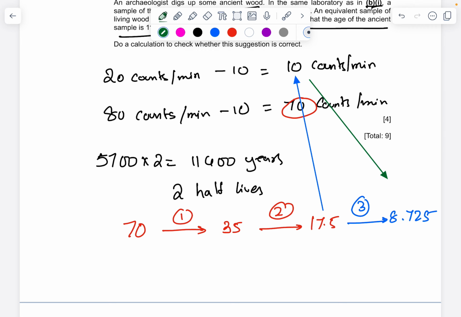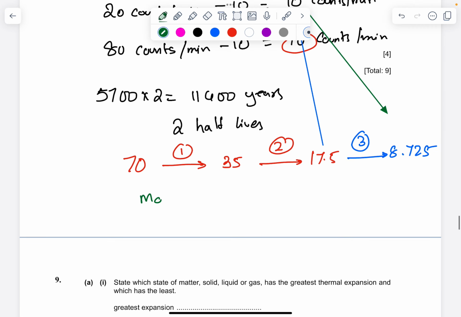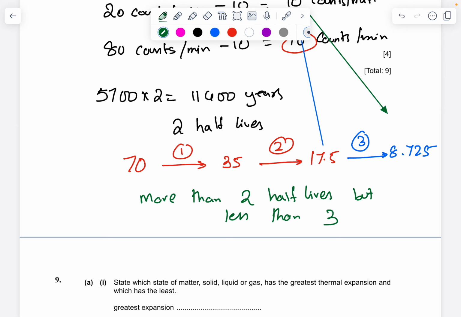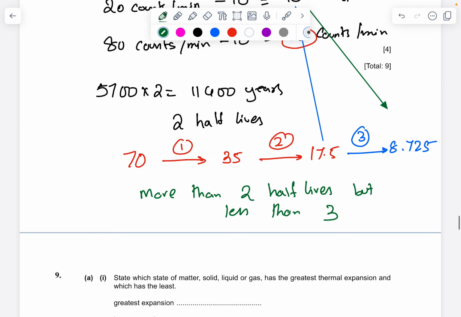So therefore, we can say that it is more than two half-lives but less than three half-lives. The age can be more than two half-lives and less than three half-lives. So that's going to be the answer.